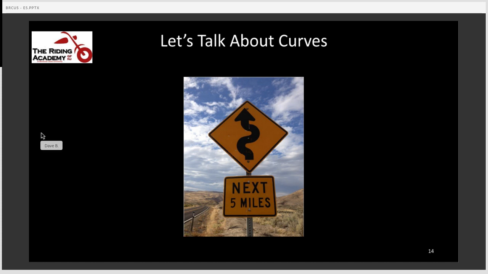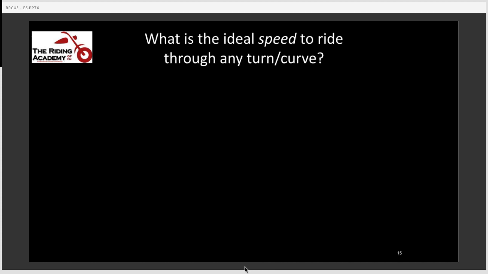All right. So, curves. Curves are actually one of the two most common places where motorcycle crashes occur. All right. So let's talk about them.